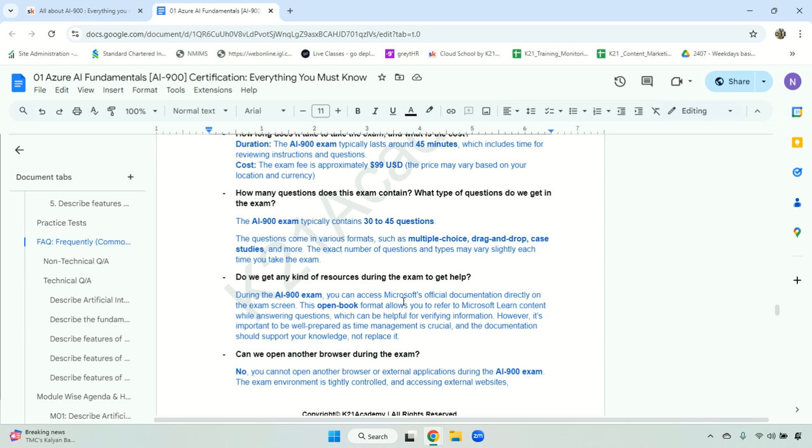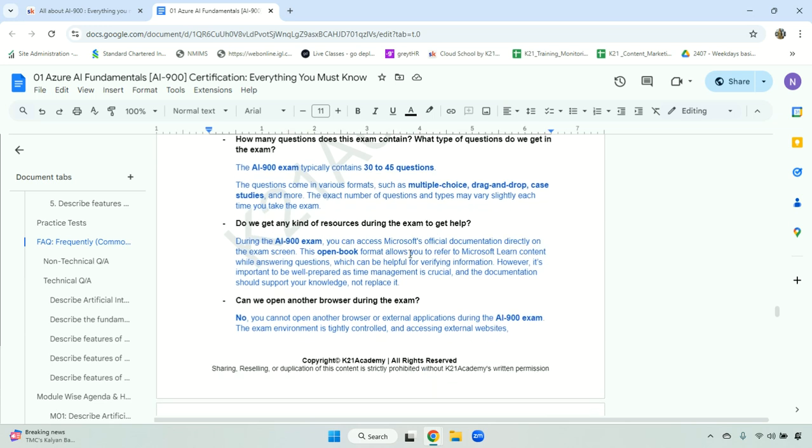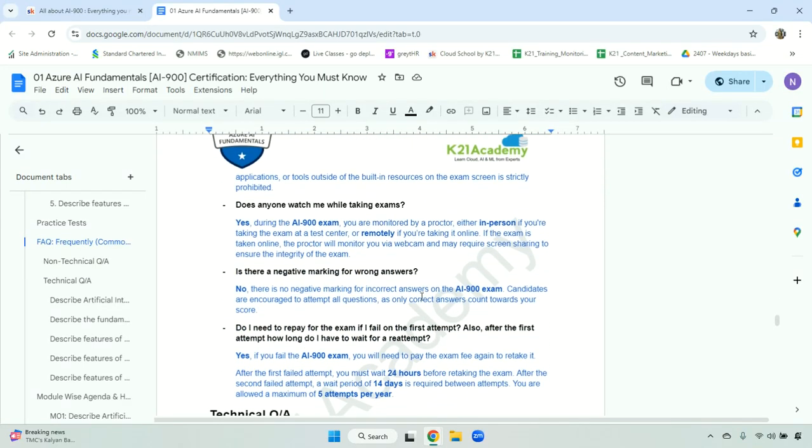Do we get any kind of resources during the exam to get help? So basically for the fundamental exams, the open book format is not supported. But yes, Microsoft came up with the feature of the open book format where you can open the Microsoft Learn link directly from the exam screen itself. You can't navigate to any other screen, but you can try to find the answers to your questions in MS Learn. That is supported. Can we open another browser during the exam? No, it is not supported. No other browser will be supported.